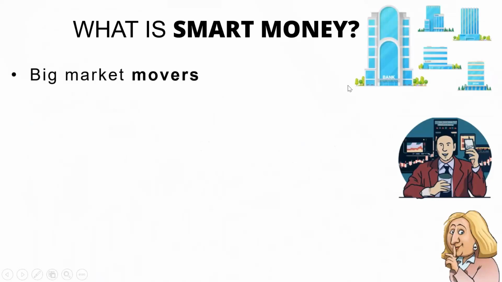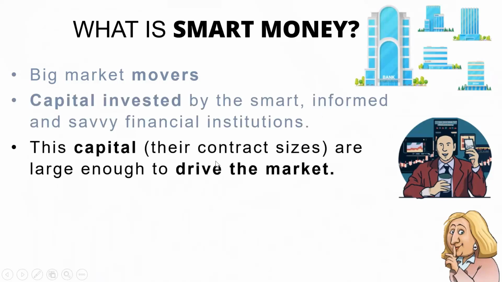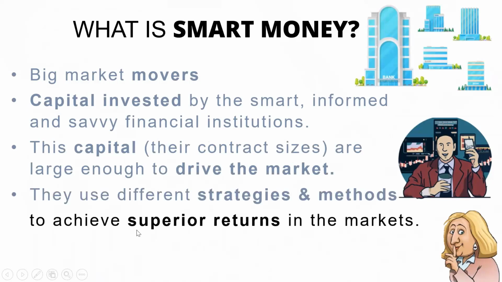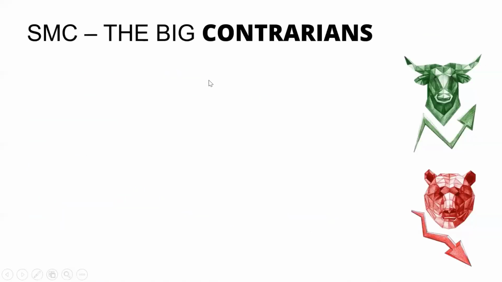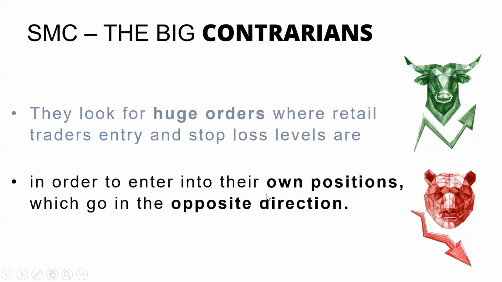Smart money are the big market movers. They use capital, highly invested capital, by the smart, informed, and savvy financial institutions. Now, this capital and their contract sizes are large enough to drive the market. And they use different strategies and methods to achieve superior returns in the markets every single day. They're the big contrarians. So they look for huge orders where retail traders' entries and stop losses are, in order to enter into their own positions, which go in the opposite direction.